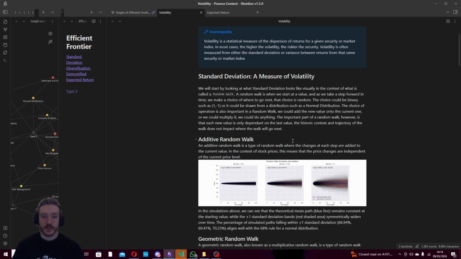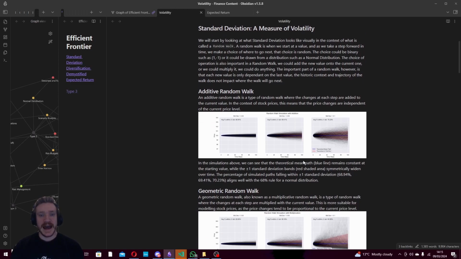And we just repeat that process again and again and again. We could add, we could multiply, we could do anything. But the important part of a random walk is that when we calculate the new value, it's only dependent on the previous value in the chain, not the historic context. So if you're making a random walk and you end up taking a step up and a step up and a step up, that doesn't make it more likely that your next step will be up. It could still be just as likely up or down, right? There's no sort of gambler's fallacy going on here. It really is random. Past performance doesn't indicate the future trajectory of this kind of model.